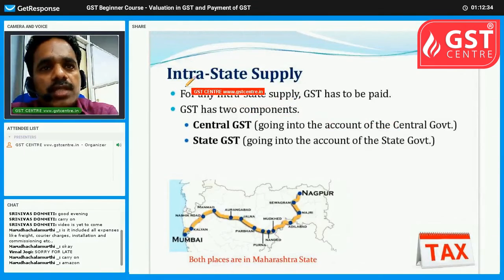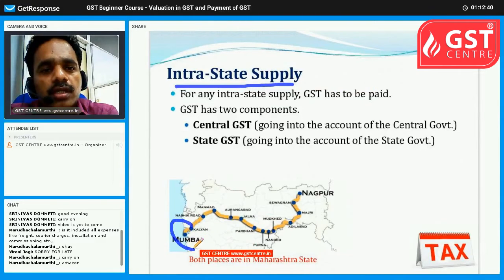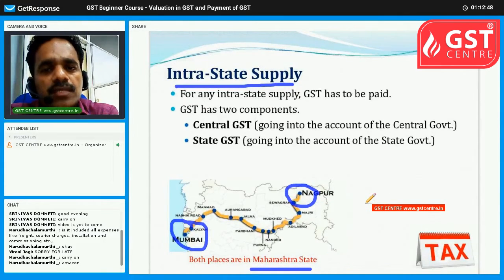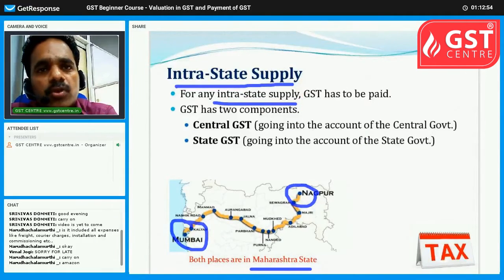Let us look upon intrastate supply. What is an intrastate supply? Here the seller is in Mumbai and the buyer is in Nagpur. Both places are in the same state, that is Maharashtra. So intrastate means within the state. Both seller and buyer are in the same state.